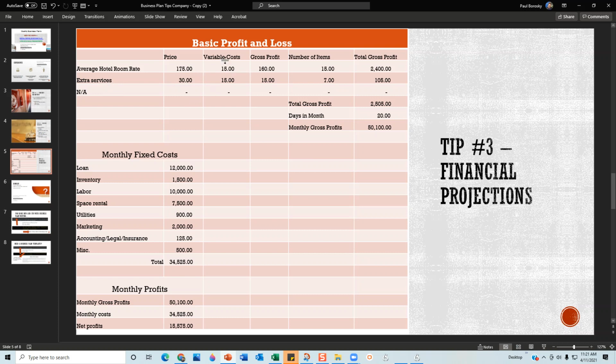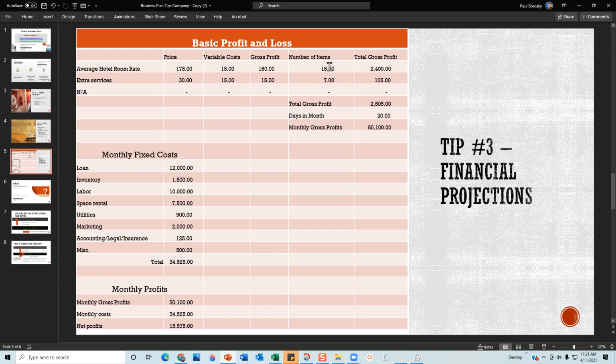Next is going to be your variable cost. How much does it cost you to clean a room? How much are you going to do a markup on your gift shop if you're going to have one at your hotel? The next step is going to be to subtract your variable cost from the price. In this example, variable cost of $15, back it out of an average hotel room rate of $175. Going to leave you a gross profit of $160.